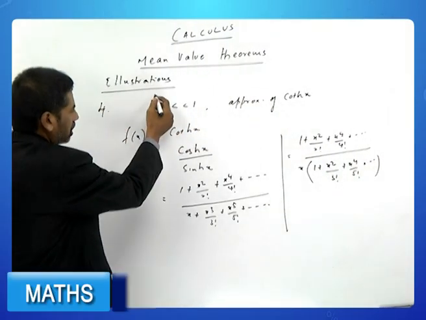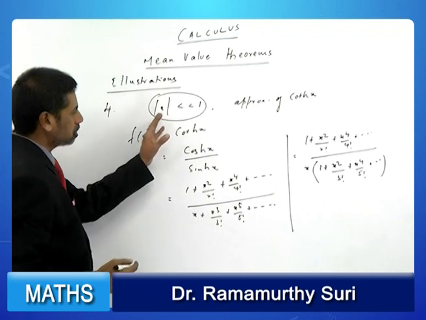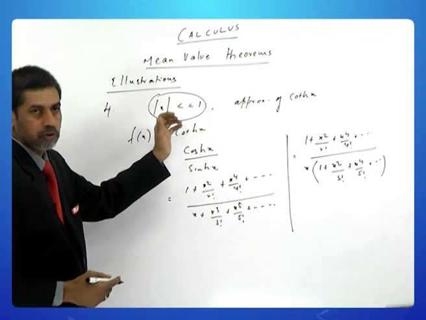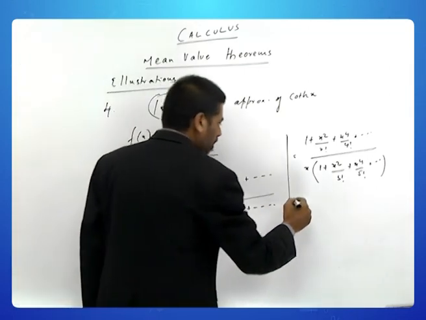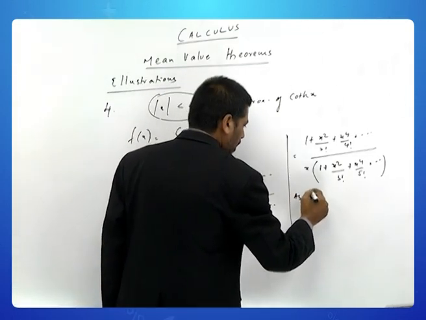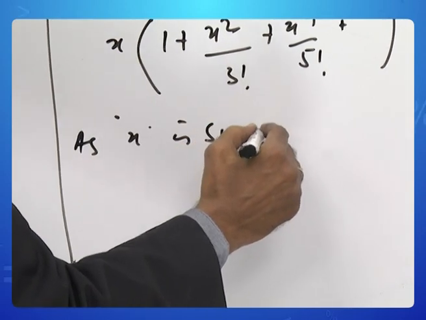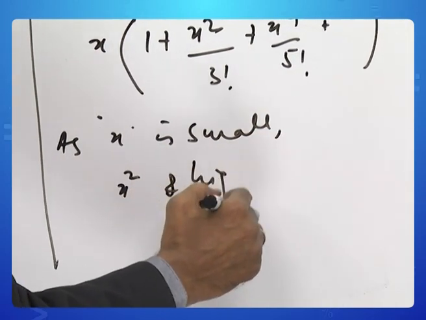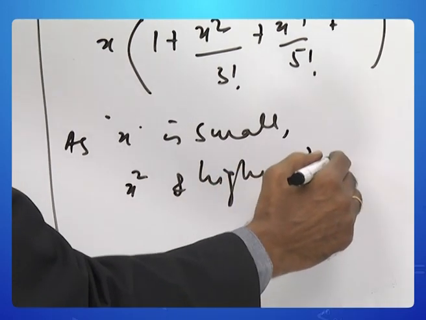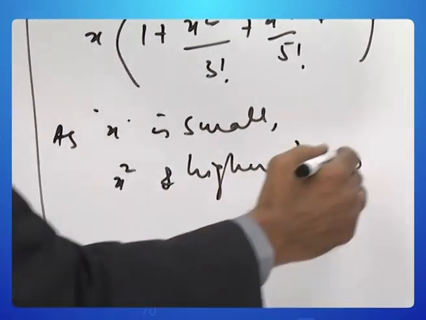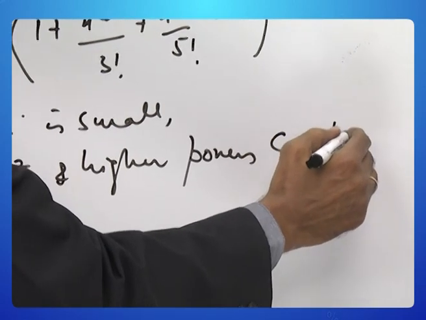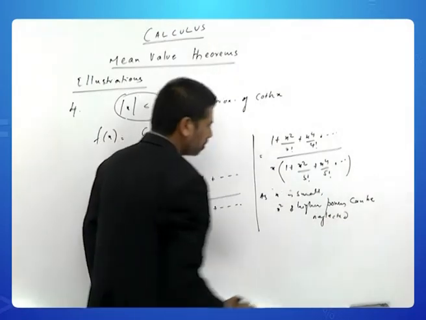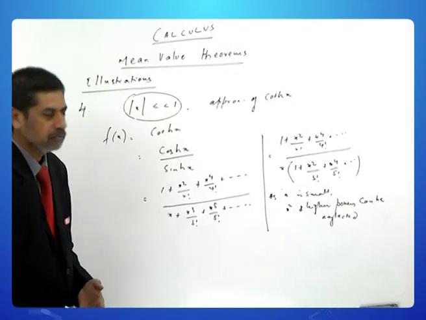Now, let us invoke this condition, because this is a quantity very much less than 1. So, that means it is very close to 0. Therefore, as x is small, x square and higher powers can be neglected. x may not be neglected, but x square and higher powers may be neglected.